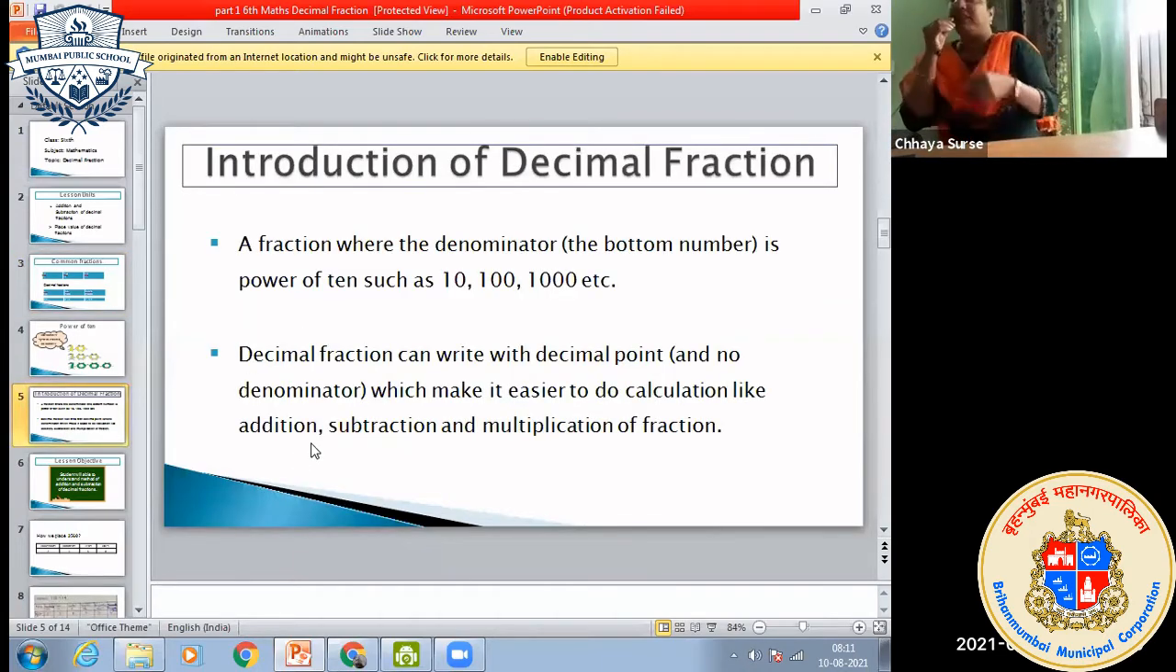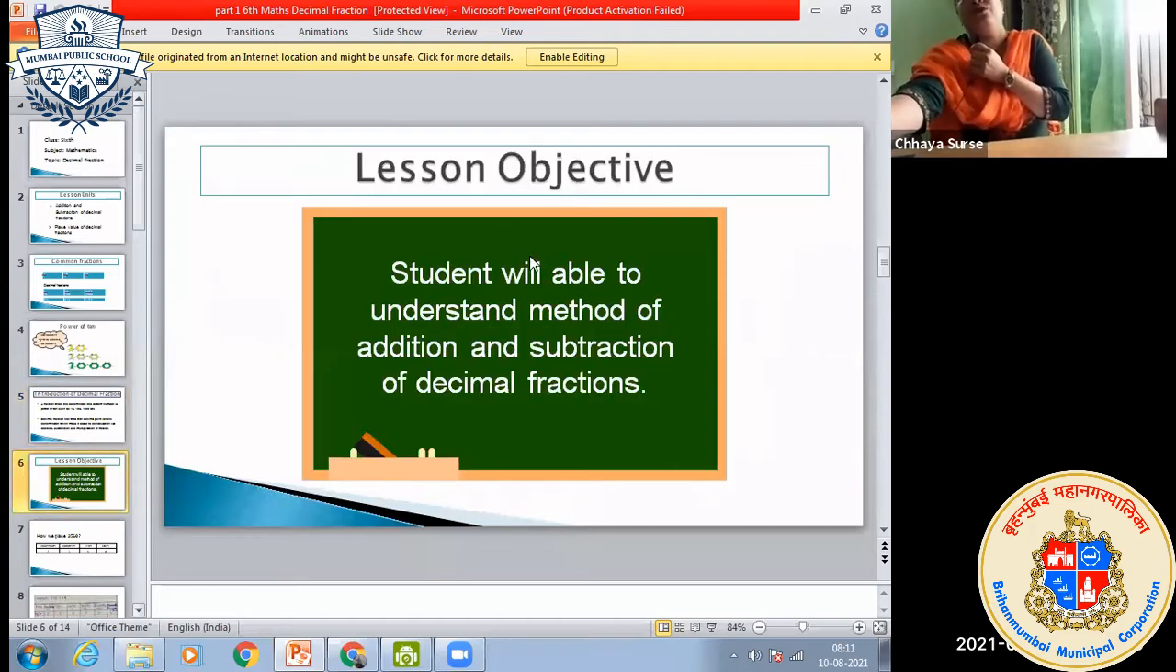A decimal fraction can be written with the decimal point. Understood, all of you? Which makes it easier to do calculations like addition, subtraction, multiplication of fractions. Students will be able to understand the method of addition and subtraction of decimal fractions. So now it's very clear. Now all of you understood the difference between common fractions and decimal fractions.